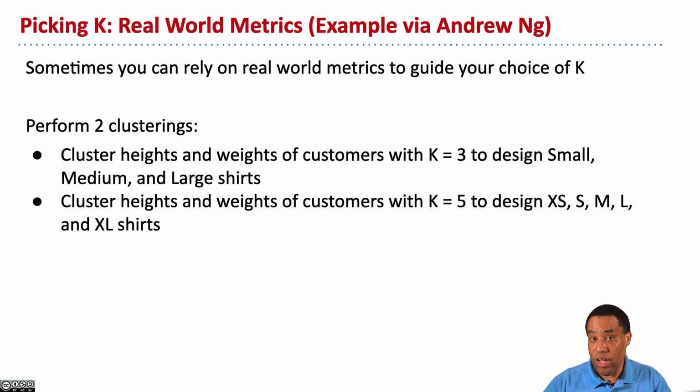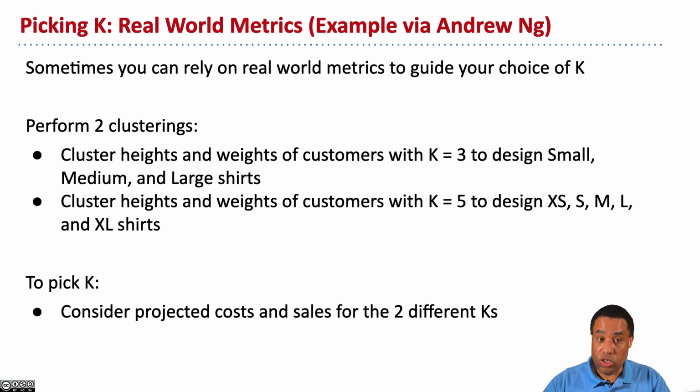Should we do k equals 3, small, medium, large, or k equals 5, and have lots of different choices for customers? Well, to pick k, because this is a real-world problem, we have to look at what are our projected costs and our projected sales for the two different values of k. Now, picking k small means I'm producing fewer sets of shirts, and I don't need as much different packaging. For k equals 5, I have to produce a lot more shirts, right?